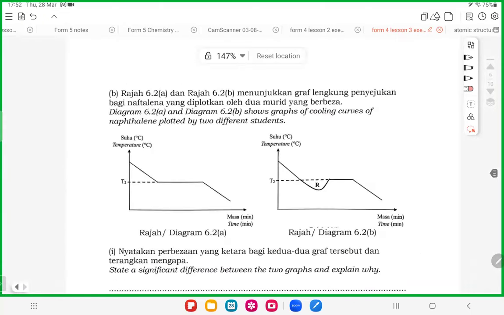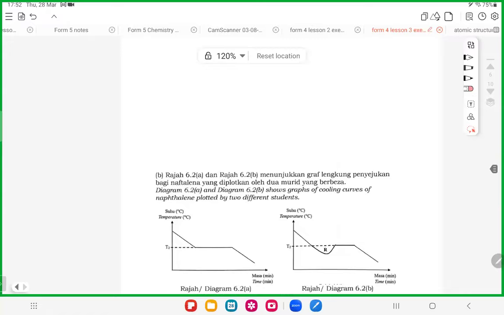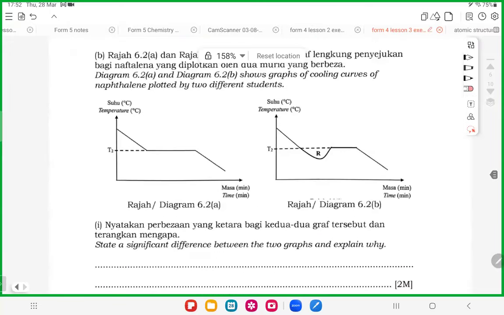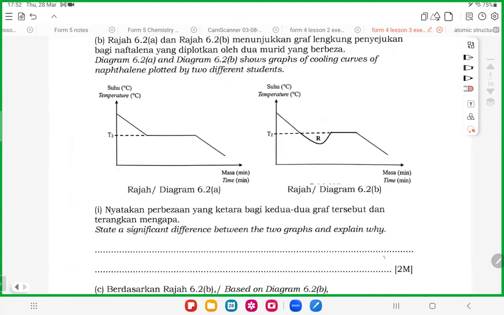Okay, so this is the last question that we will discuss for the cooling curve. Everyone look at the picture here. You can see what happened here. This is a normal cooling curve. This cooling curve has a dip. Why the dip? Cooling too fast. So this one is supercooling. This is the normal cooling process, and this one is the supercooling process. All right, the question gives us 2 marks.